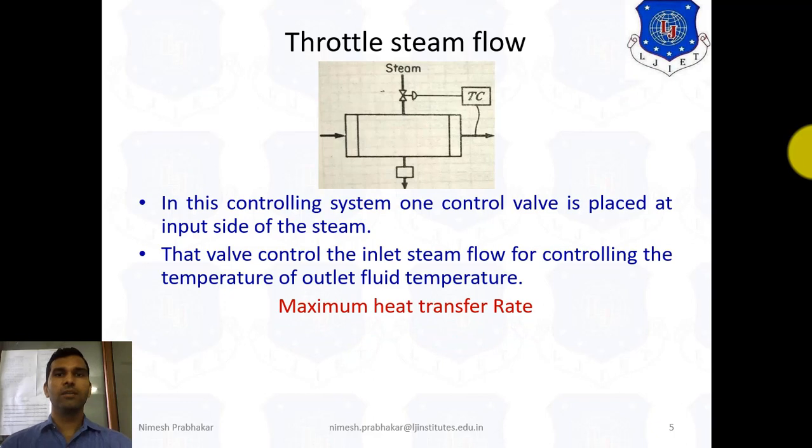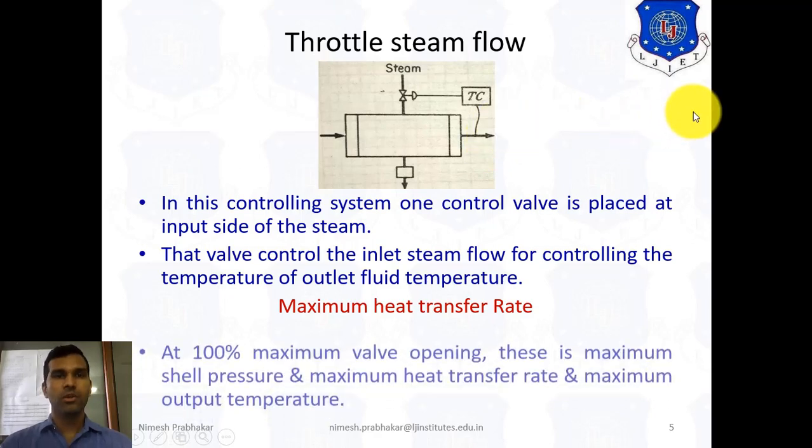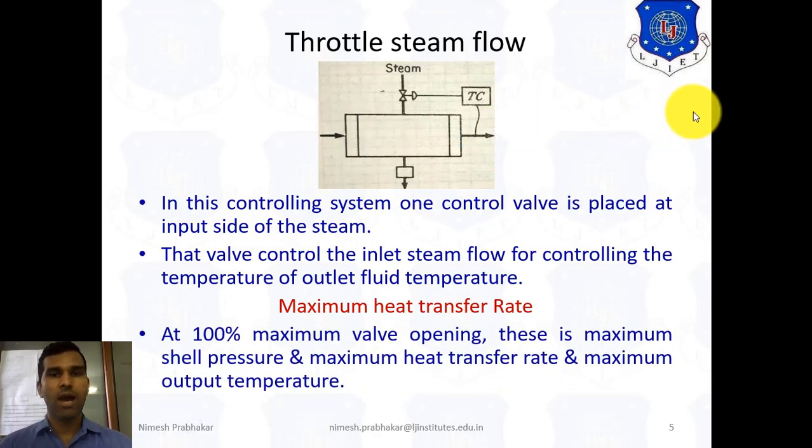Here we have the maximum heat transfer rate when the valve is fully open. At that time, maximum steam is transferred, and the temperature of the outlet fluid is maximum. So at 100% valve opening, we have the maximum shell pressure, maximum heat transfer rate and maximum output temperature. So this is a very simple control scheme.